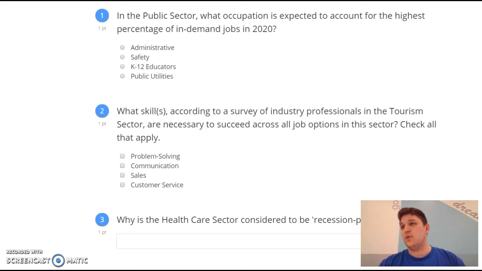I think other tools like Kahoot are better used at the beginning of a lesson, just to look at prior knowledge and get them engaged, get them talking. But this is a great mid-lesson formative assessment to see if they're able to pull from those articles, from those reports, and get that necessary information.